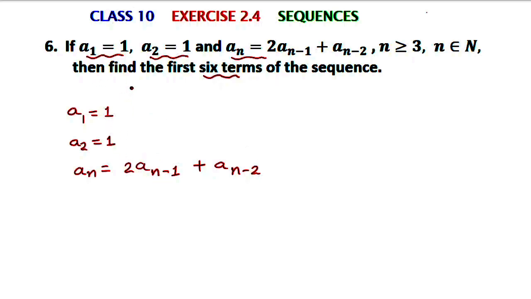6 termsல first 2 terms questionல கொடுத்துட்டாங்க. a1 equal to 1, a2 equal to 1. நம்ம third term, fourth term, fifth term and sixth term. So next 4 terms மட்டும் நம்ம கண்டுபிடிச்சா போதும்.